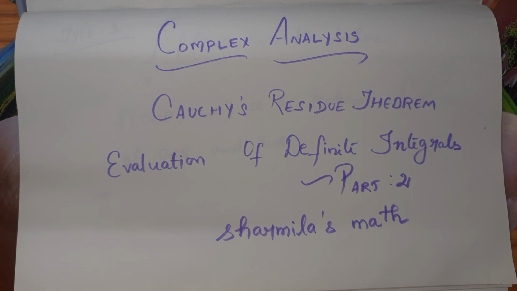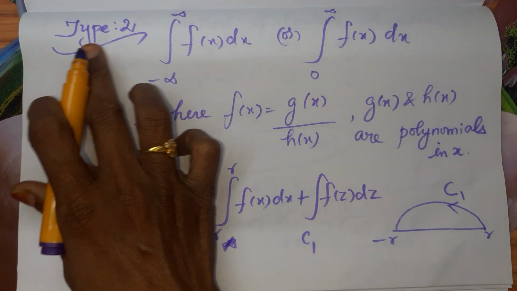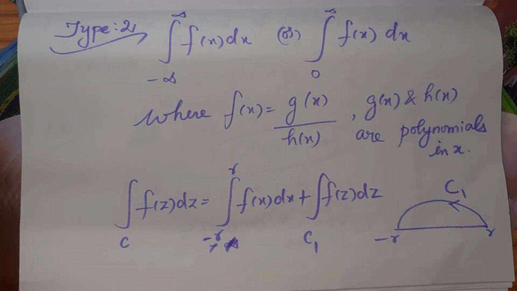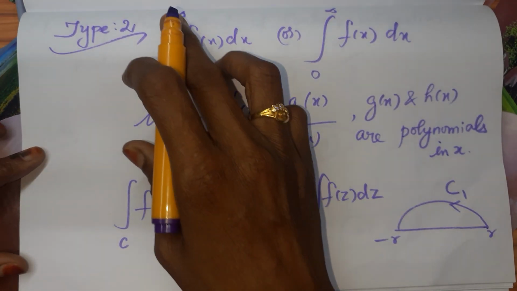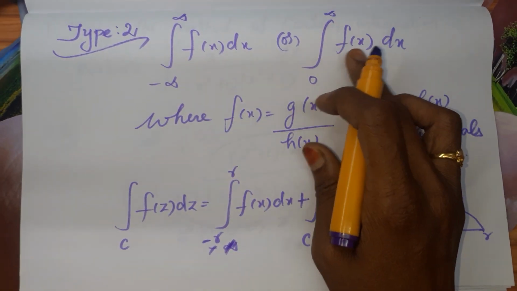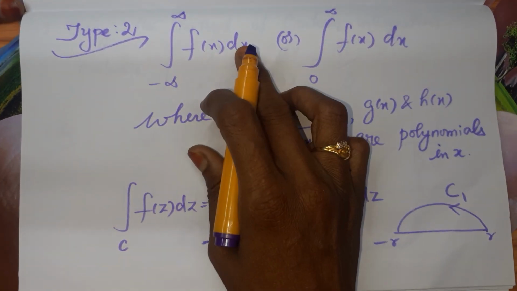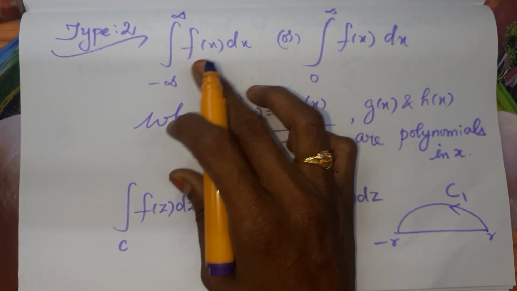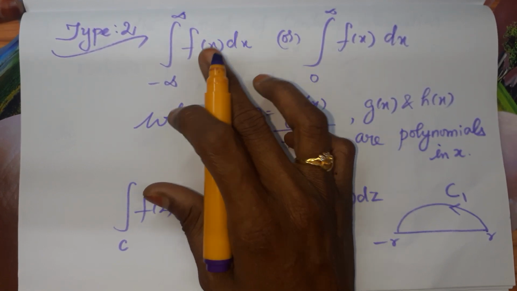Hello students, in this video we are going to evaluate some definite integrals using Cauchy Residue Theorem. This is part 2. Already I have posted a video to evaluate definite integrals. These integrals are type 2 integrals. Either they are of the form minus infinity to plus infinity f of x dx or integral 0 to infinity f of x dx. For this integral, I have posted a video. I have done a problem of this kind.